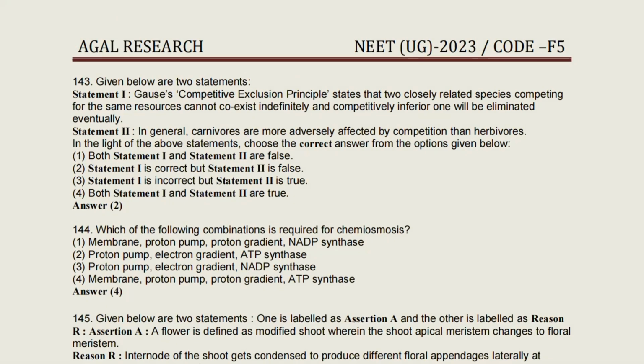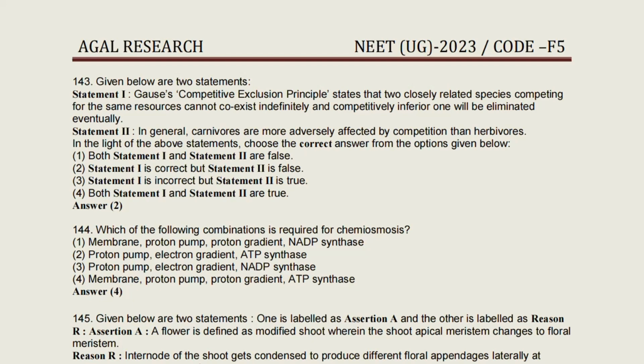So the next question is, given below are two statements. Statement 1, Gause's competitive exclusion principle states that two closely related species competing for the same resources cannot coexist indefinitely, and competitively inferior one will be eliminated eventually. So this is correct. Statement 2, in general carnivores are more adversely affected by competition than herbivores. This is incorrect. So the answer is option 2. Statement 1 is correct but statement 2 is false. So this question is taken from Unit 10 Ecology, Chapter 11 Organisms and Populations.